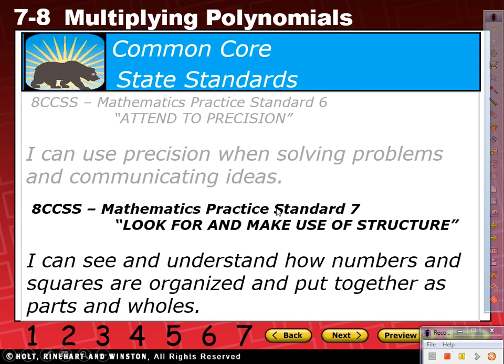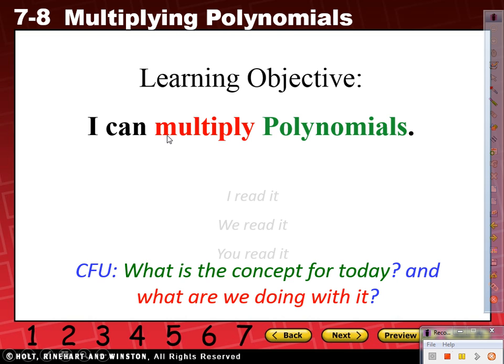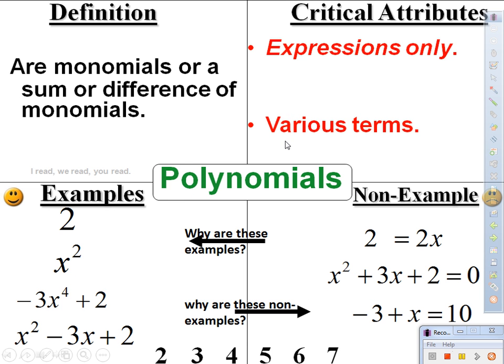Okay? Here we go. With that said, our objective for today: I can multiply polynomials. Read it together. 1, 2, 3. I can multiply polynomials. Do you know the concept for today? Yes? Tell your neighbor, please. That's the objective. Tell your neighbor the concept for today. Polynomials. We're still on the same concept that we started last week. That's why we're not writing the Frayer model. Notice you don't have the Frayer model in your notes, but I did give you steps.